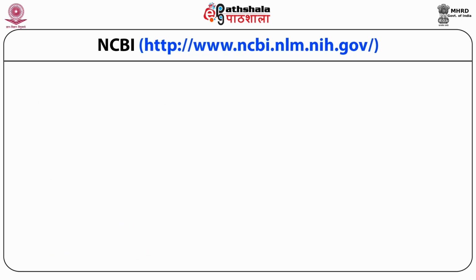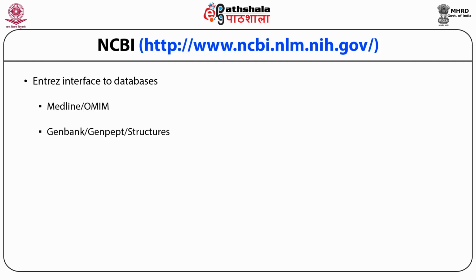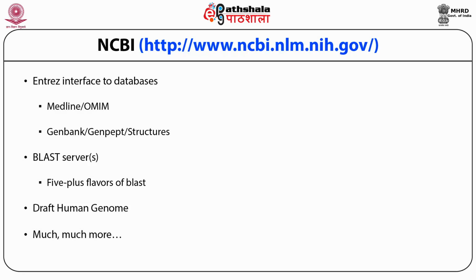We give you the basic information about the NCBI. It has an interface to databases such as Medline, OMIM, GenBank, gene peptide, and gene structure. The NCBI contains a BLAST server, which is the most widely used tool for sequence finding or sequence comparison, or finding a sequence related to particular genome sequences. It also has the draft of the human genome, and many other things are associated with the NCBI.